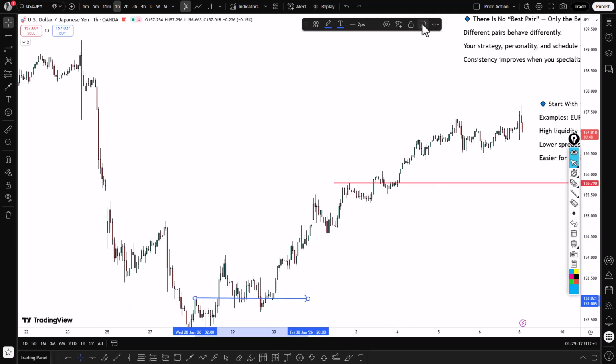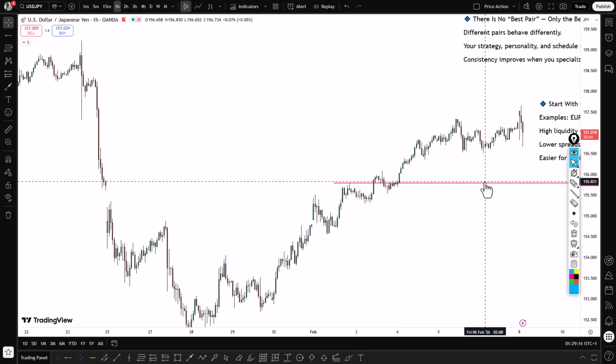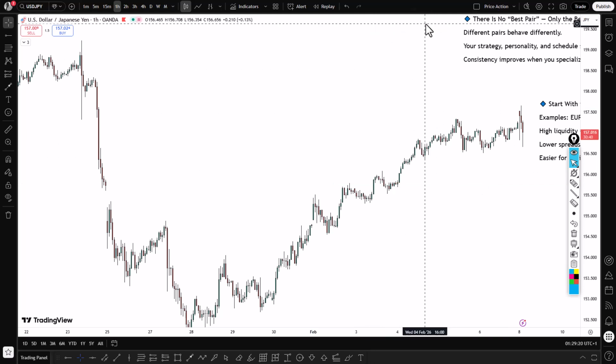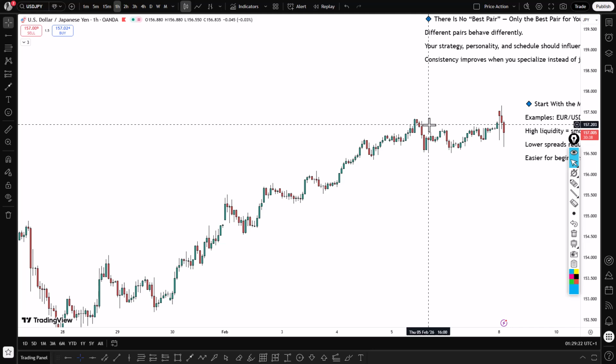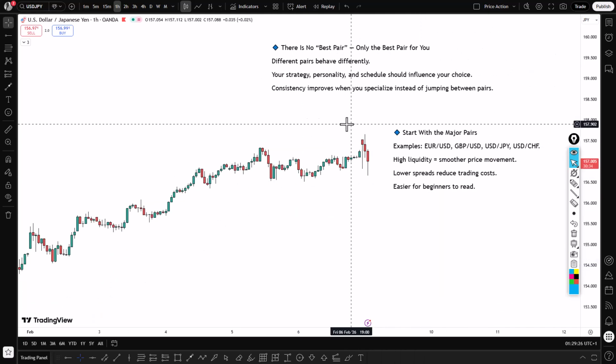That's one of the reasons why they're the easiest to trade: because they are traded heavily, they are much easier for you to trade, and the cost of trading them is much less. Okay, so it's got all of the benefits for you to trade them. Okay, so moving on.